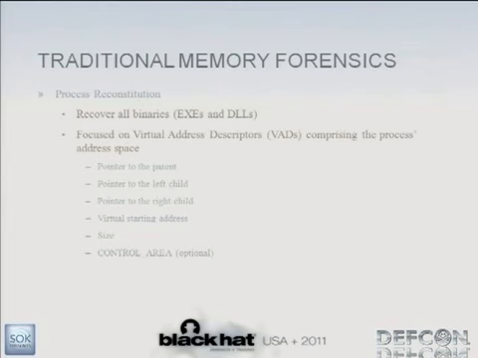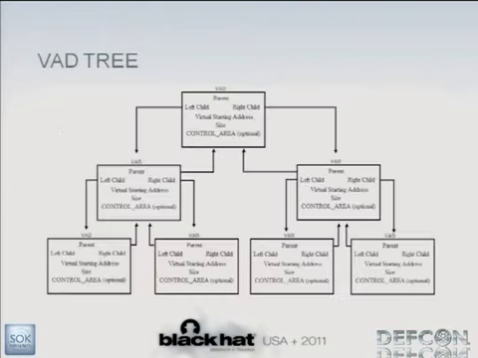Memory forensics traditionally focuses on recovering all the binaries out of memory, so all the executables and DLLs. This is one of the main focuses of any investigation. Most of these tools rely on virtual address descriptors, or VADs. These describe the process's address space in memory, and they're made up of objects. As you can see, it's got a pointer to a left and right child, usually in a tree structure. Each VAD also contains the starting address and the size of the memory, along with a pointer to the control area.